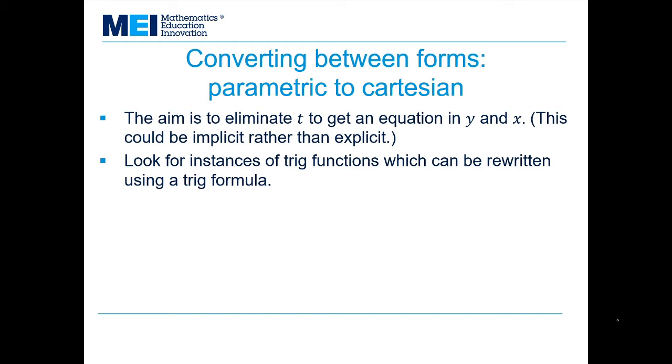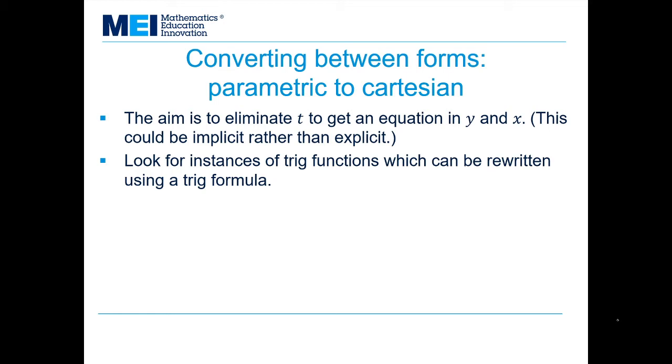The aim here is to eliminate t to get an equation in just y and x. This doesn't have to be an explicit y equals f of x equation, it could be an implicit equation. One thing to look out for is when there are trig functions in your parametric equations which can be rewritten using trig formulas. But be careful if you're using the computer algebra system for this.